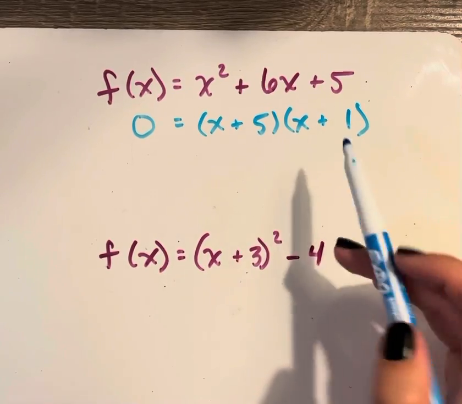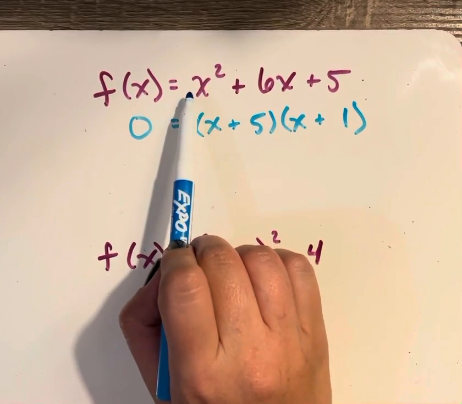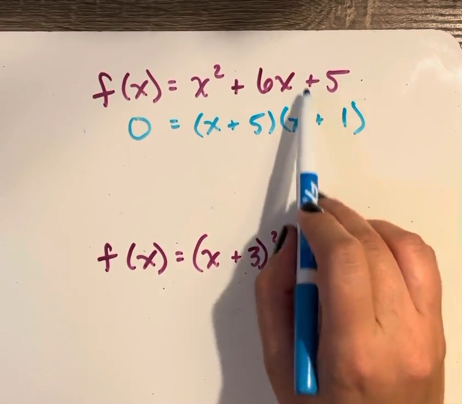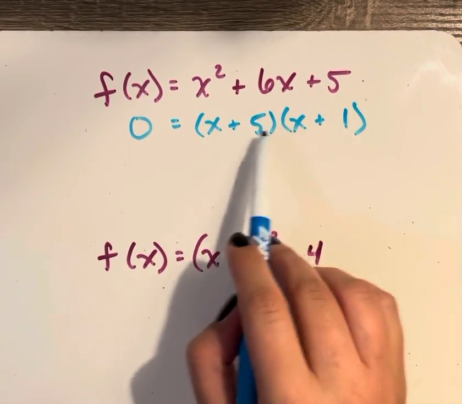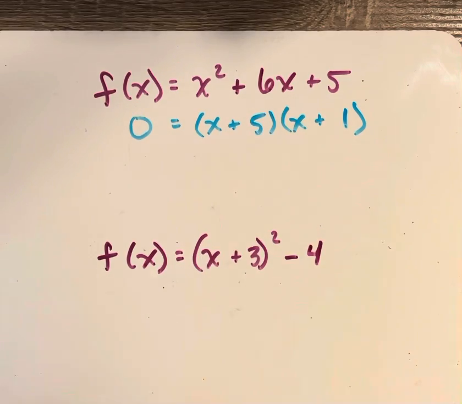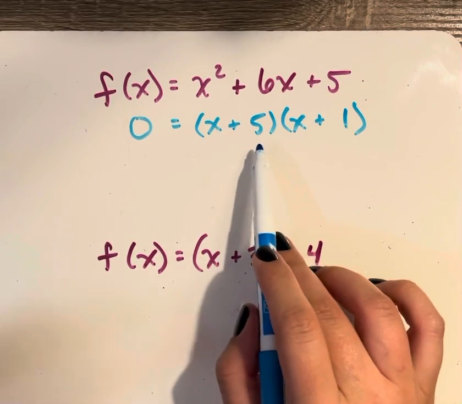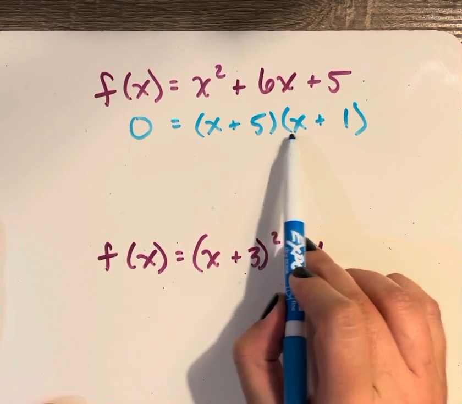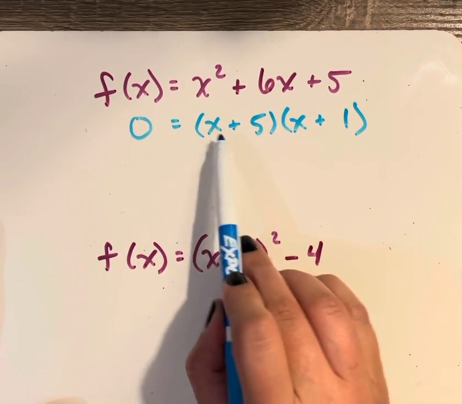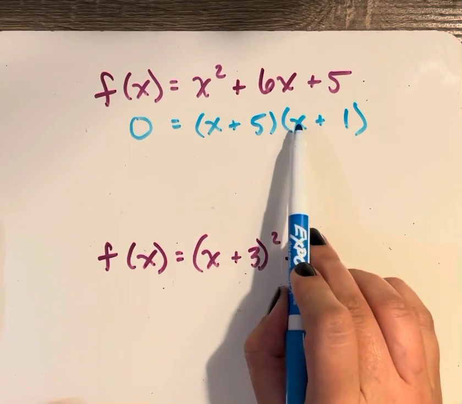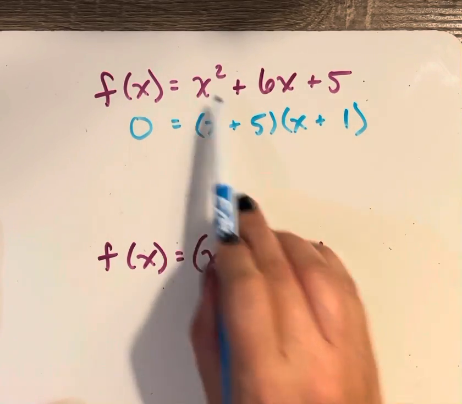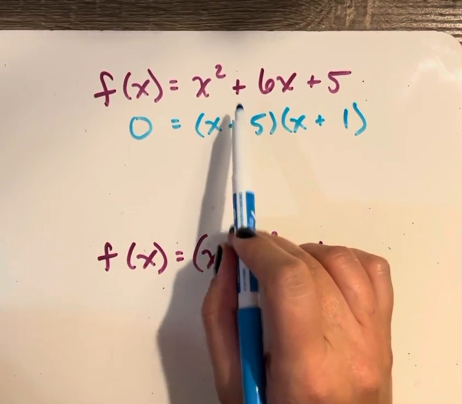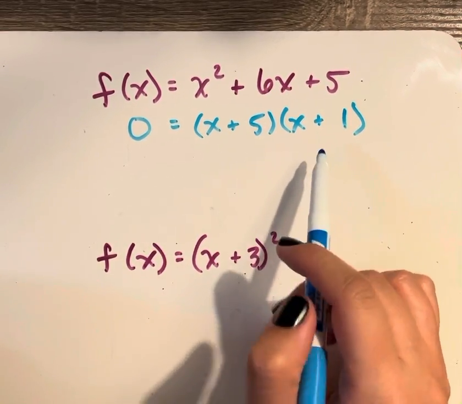So when we think about factoring a trinomial where the leading coefficient is 1, we're looking for two numbers that multiply to 5 and that add up to 6, the coefficient of x, which works here with x plus 5 and x plus 1. So if I went through and I redistributed and actually multiplied out x plus 5 times x plus 1, I would get this trinomial again. Okay, so I factored the trinomial into two binomials.